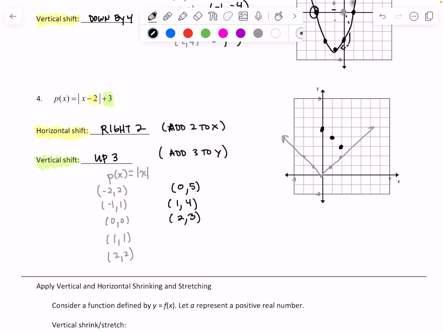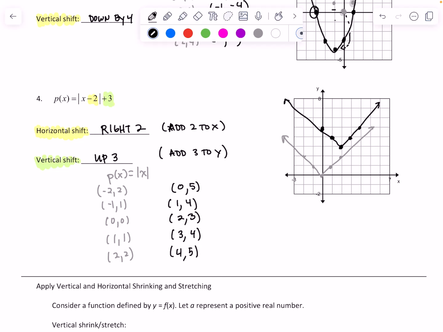And then 1, 1, we're going to add 2 to x, 3 to y. That's the point 3, 4 right here. And add 2 to x, 3 to y, the point 4, 5. And it's always good to do a quick double check.